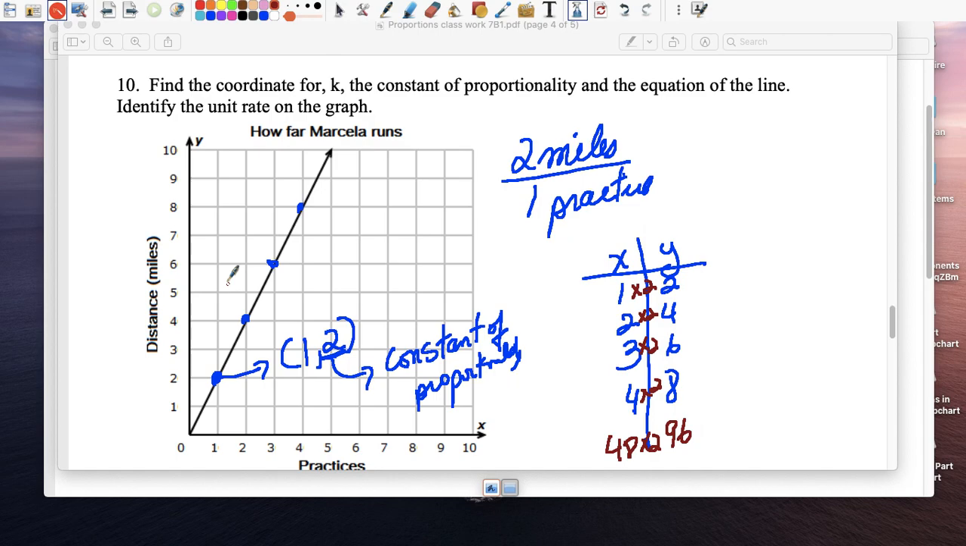So what's the equation of this line? Well, the equation of this line is y equals, well, the unit rate's my constant of proportionality as well. As I know that, it makes my life very easy. So I'm multiplying every x value times 2.